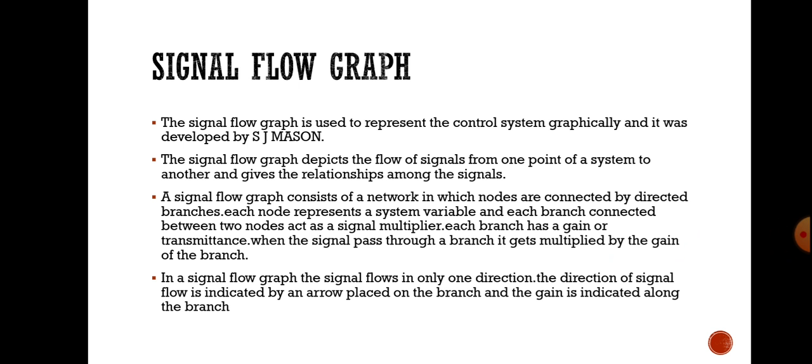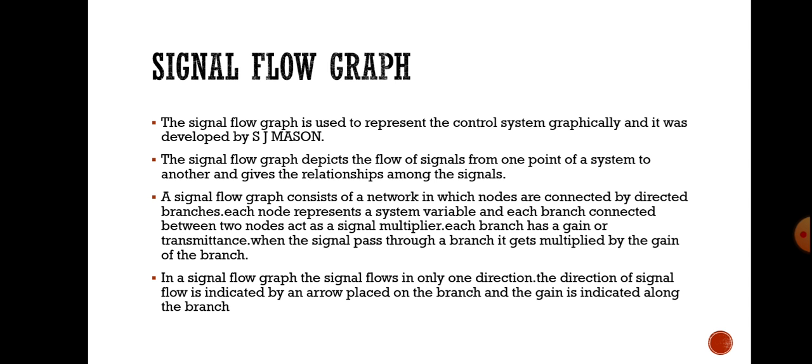What do you mean by signal flow graph? Actually, it represents the graph. It is a graphical representation of the control system, and usually it is represented by lines with arrow marks, and the gain of the system is represented above the arrow mark.